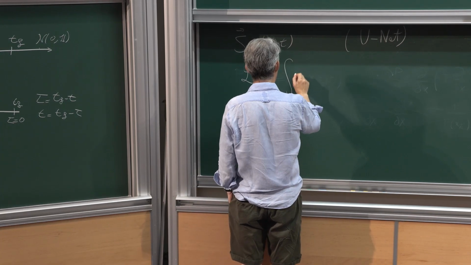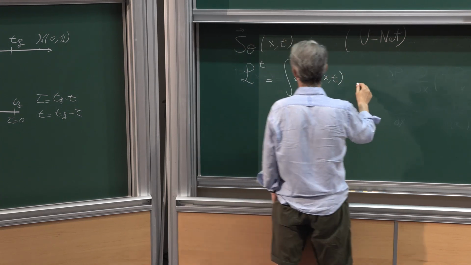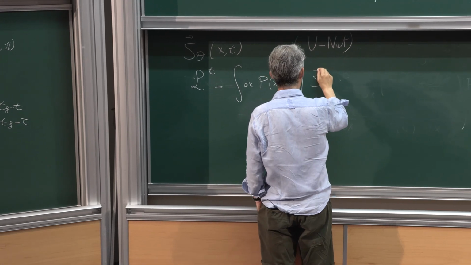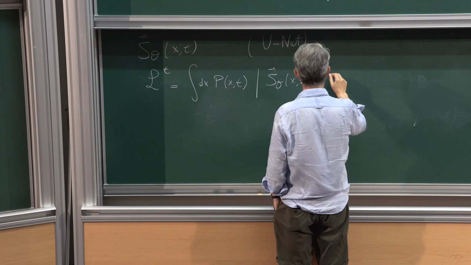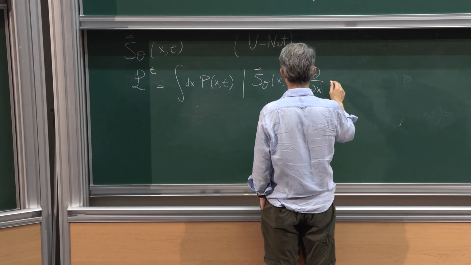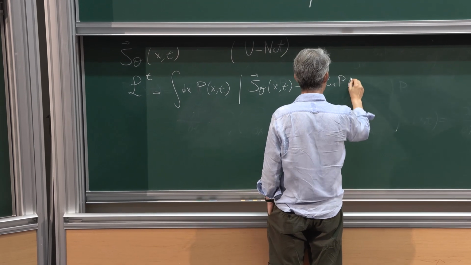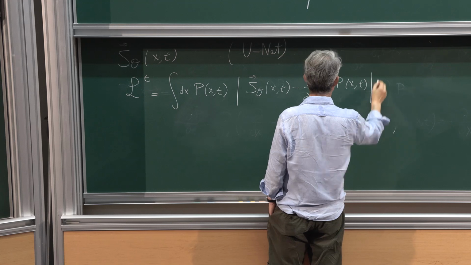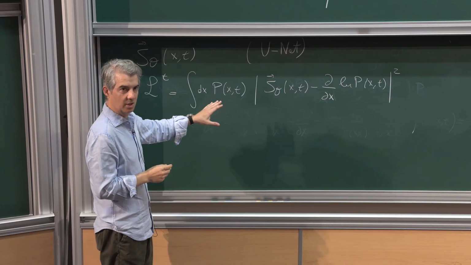So it's the integral over dx of p(x,t) of the norm of s_theta(x,t) minus the grad, so the derivative with respect to x. Now this is a vector. It's of log of p(x,t). So this is the theory. We are at the level of the theory for the moment. This is the kind of loss function that you want to minimize.